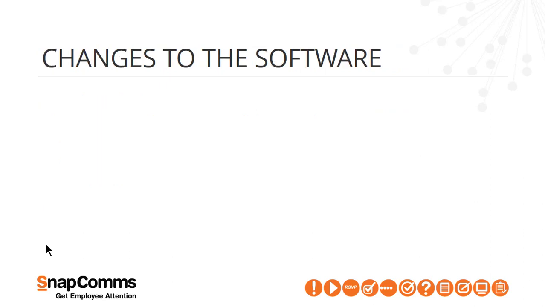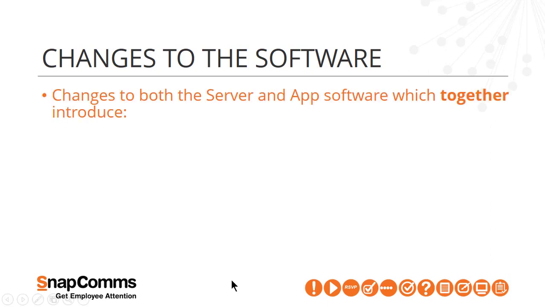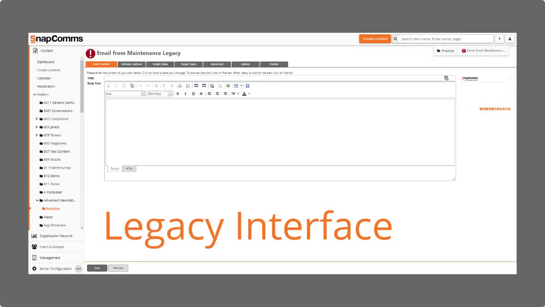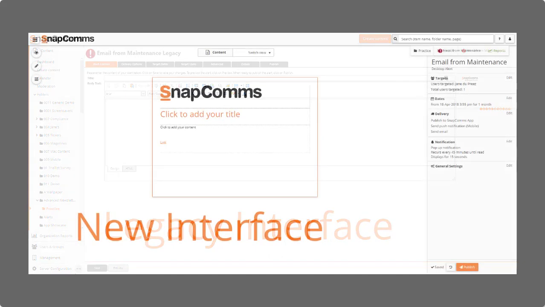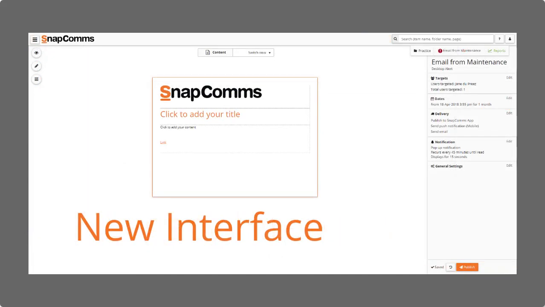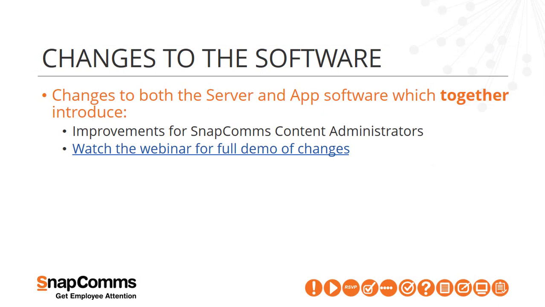So what has changed in the Snapcoms software? There are changes to both the server and the app or client software, which together introduce significant enhancements to the Content Manager user interface, which means a number of improvements for content administrators in terms of ease and speed of creating and publishing messages. If you have not already seen it, please take a look at the recorded webinar available here, which takes you through the rationale for the changes and a full demonstration with comparisons to the legacy interface your organization currently uses.